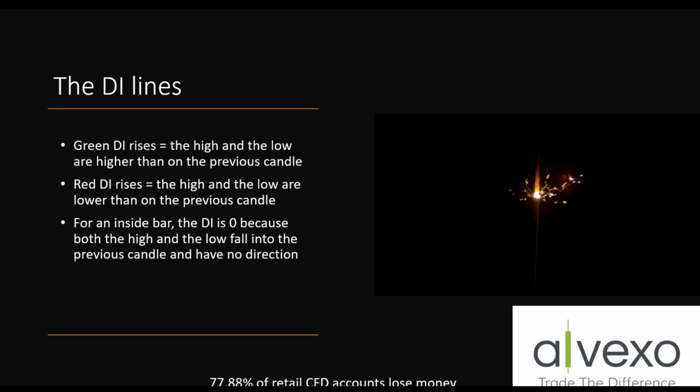For an inside bar, the DI is 0 because both the high and the low fall into the previous candle's body. So what you're analyzing when you have an inside bar means you have a significant high here and a significant low here, and the next candle was within that other bar. Therefore your high was inside, your low was inside, so you would have a 0 value.